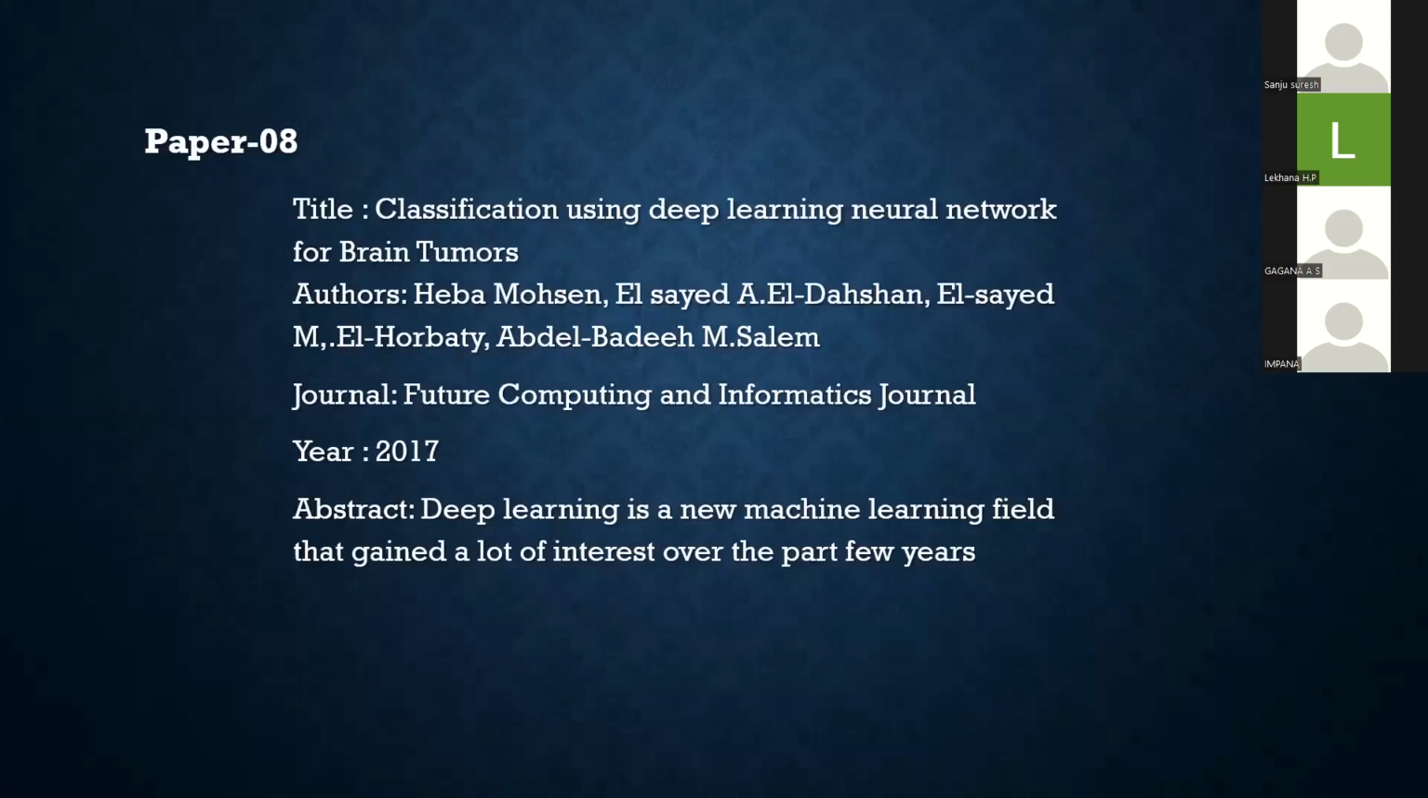This paper is titled Classification Using Deep Learning Neural Network for Brain Tumor. It was published in the year 2017. The main goal of this paper: the brain is one of the most complex organs in the human body, working with billions of cells. Brain tumors are classified into two types, benign and malignant tumor. Benign is known as low grade and malignant is known as high grade.